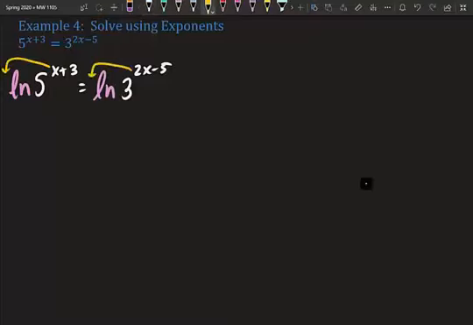Let's do the approximate answer. I'm actually going to show you how to plug this into your calculator because it can be pretty tricky. All right, let me switch screens.